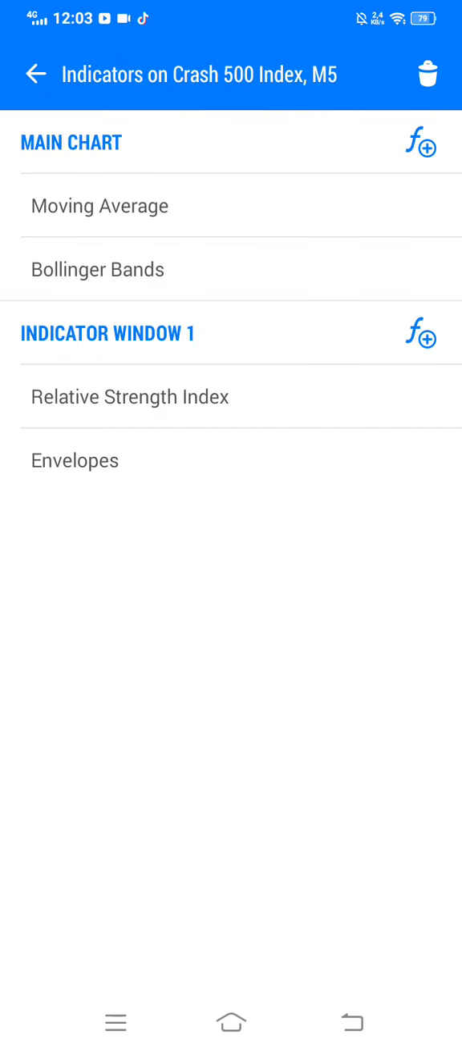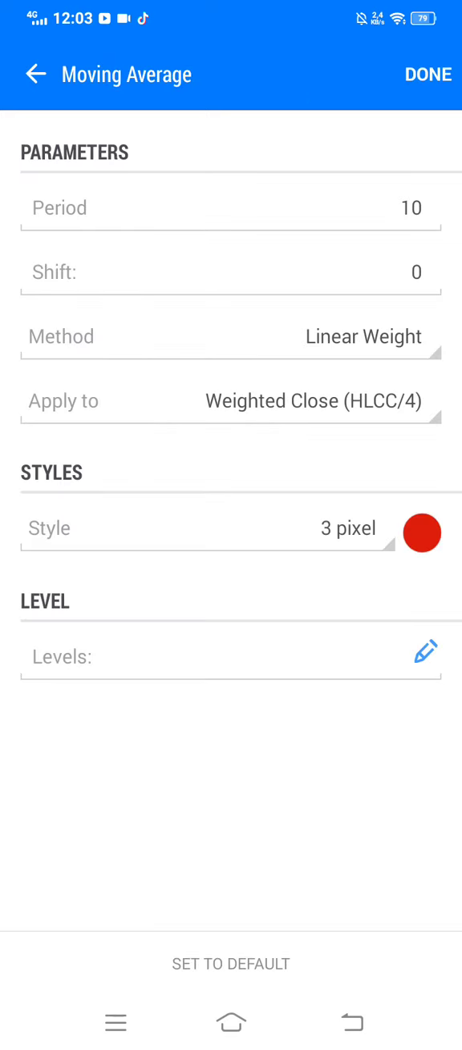So the first indicator that you will be using is a moving average, and this will be period 10, shift 0, method linear weighted, apply to weighted close, style 3 pixel, and I made mine red. That's the red line on the main chart that we saw. You can choose any color of your choice, of course.